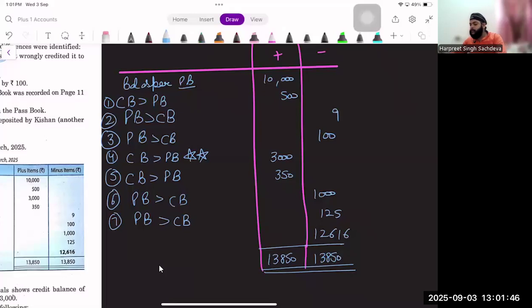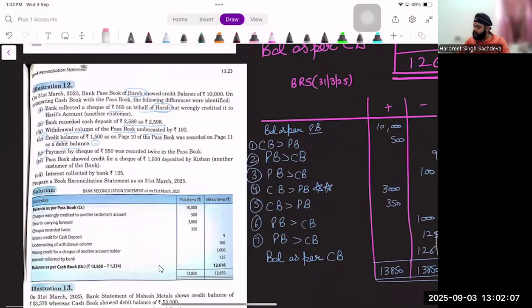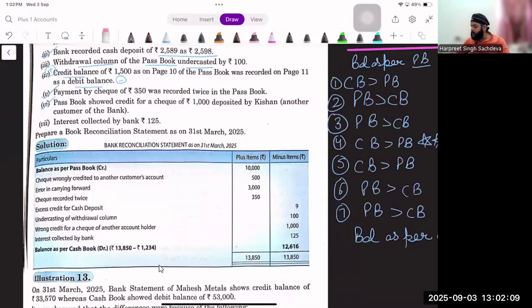Plus से start किया, minus पे खत्म किया. Started from the positive, ended at the negative. Sign change, nature same. Nature means if the starting was the positive balance, this is also a positive balance, but this will be as per cash book because that was as per passbook. 12,616. Clear, Raja?